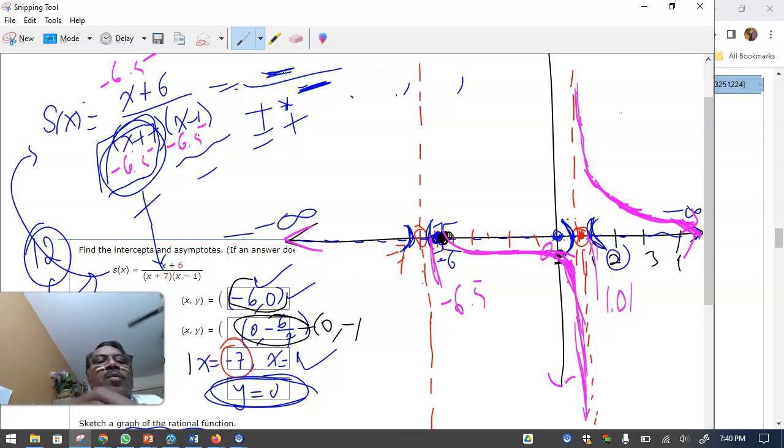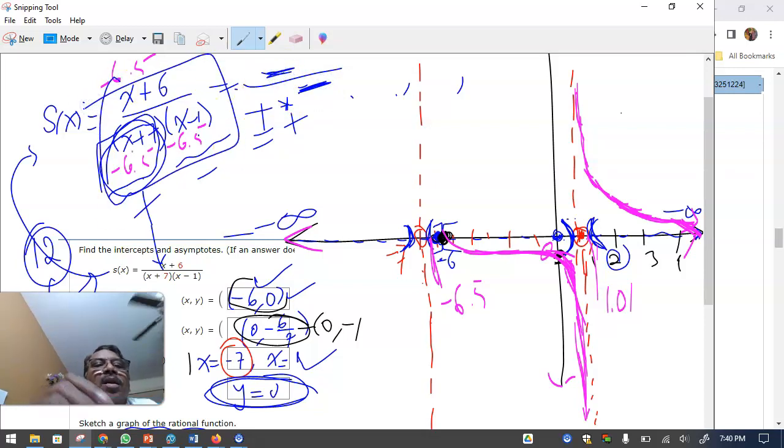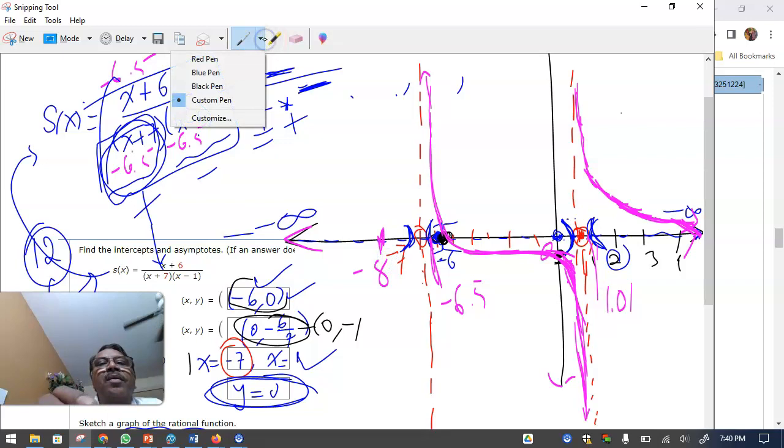Now, if you get confused, better use the calculator and check it out. In other words, it means the graph is above the x-axis. So that means this graph will go up like this. So that's how it goes up. And then you want to check for -8. Let's check what's happening for -8.